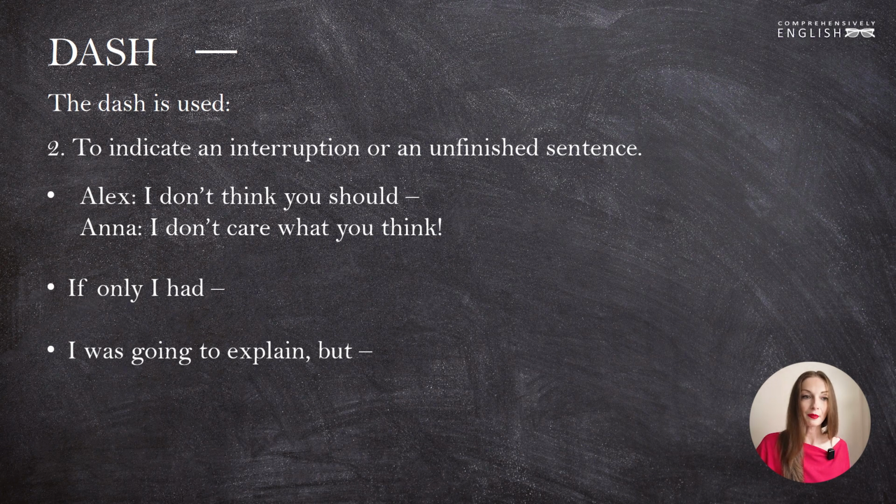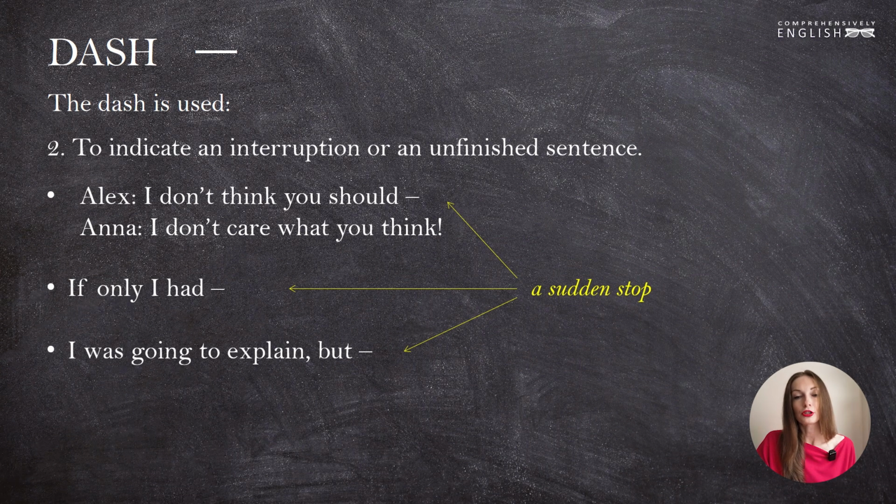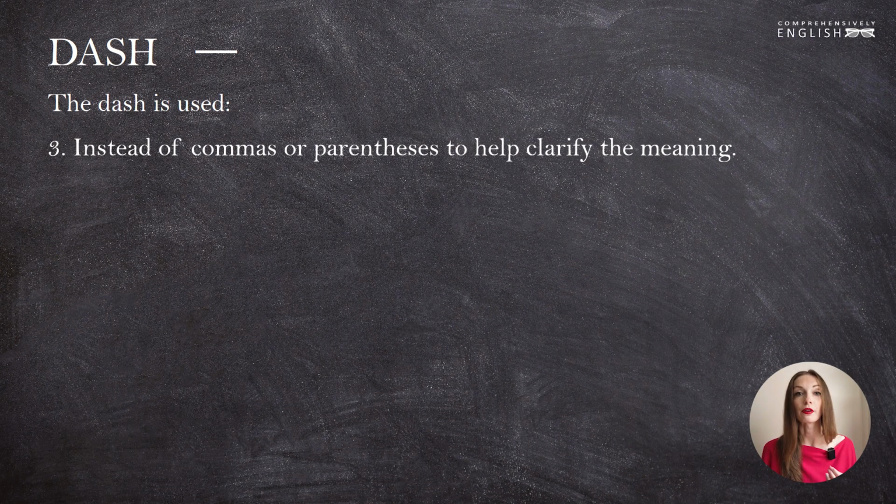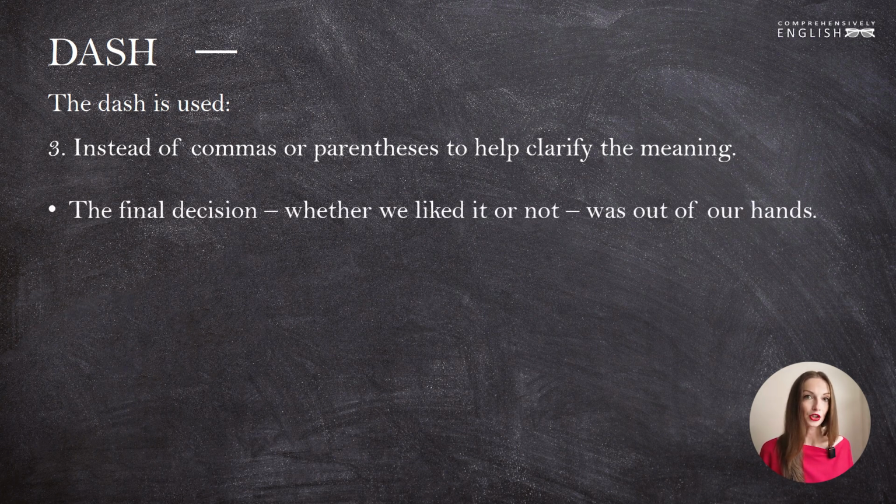In all of these examples, we see that the dash signals a sudden stop, either due to an interruption or to an unfinished thought of the author. Now, dashes can also be used instead of commas or parentheses to help clarify the meaning. Let's see. The final decision, whether we liked it or not, was out of our hands.